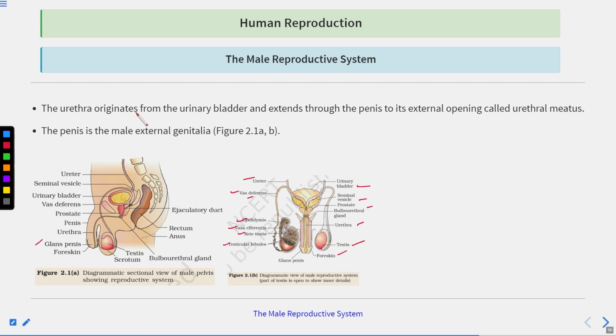Now the urethra originates from the urinary bladder and extends through the penis to its external opening called the urethral meatus. Clear? Now the penis is the male external genitalia. What is penis? It is the male external genitalia. Clear? So we were talking about the external genitalia. It is one of the components of the male reproductive system. What is external genitalia? It consists of the penis.